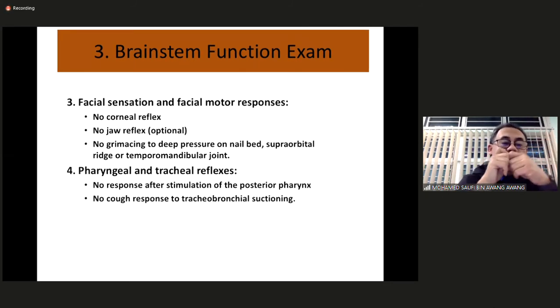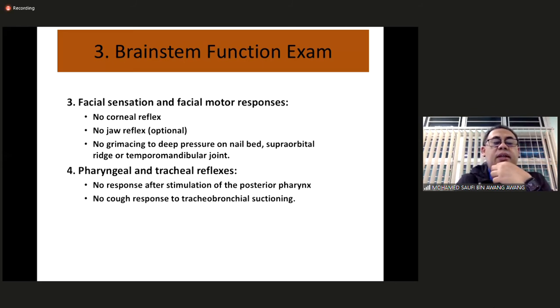Next, the facial sensation and the facial motor responses. This is easy, where you just give a little bit of stimulus, either on the chest or around the face, and you can see if there's any evidence of facial grimace. You give some stimulation and see if the face grimaces or something like that. If the patient does that, it means the patient is still alive.